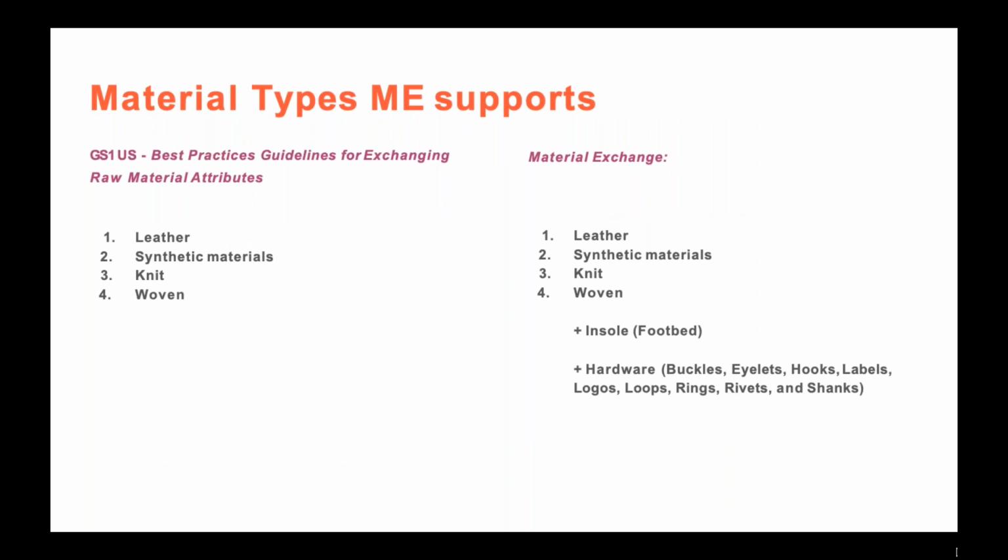So we divided these attributes, and first of all, every material type needs to be defined separately, because you cannot have a set of attributes for the different kinds of fabrics or different kinds of materials. We started with leather, synthetics, textile knit and woven, and these are the first 4 material types defined with the GS1 document.